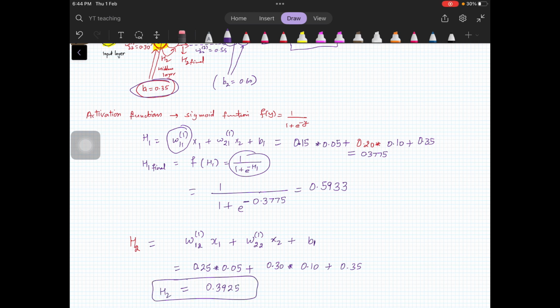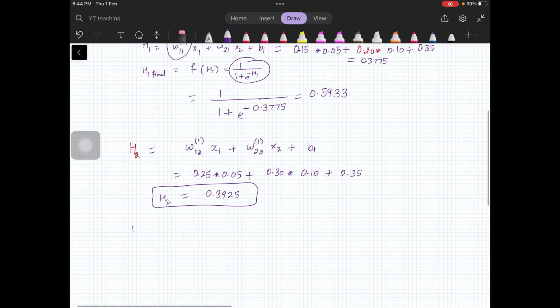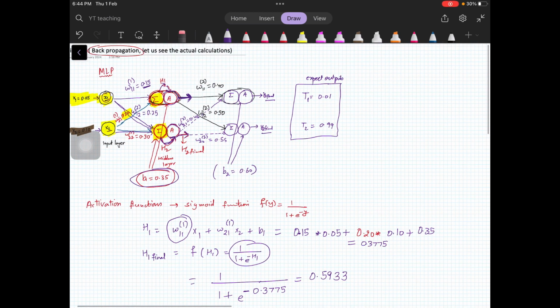So the moment you have h2, h2 will go into the corresponding activation function, and you will have your h2 final. What is your h2 final? h2 final is the activation function operating on h2, that is 1 over 1 plus e raised to power minus h2. So that is 1 over 1 plus e raised to power minus 0.3925, and it comes out to be 0.5969.